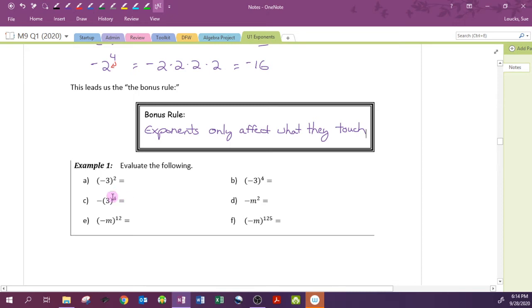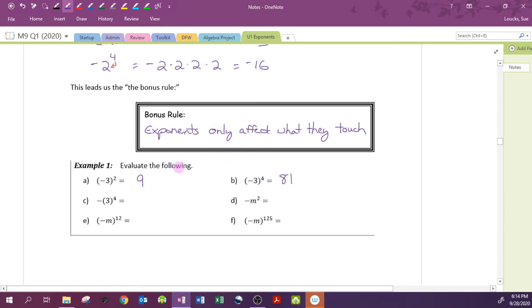So let's start with A. How many negatives do I have? Well, my exponent is 2, so I have 2. So it's going to be whatever 3 times 3 is, which is 9, and it's going to be positive because I have an even number of negative numbers, or negative signs. Okay. Negative 3 to the power of 4. Well, 3 to the 4 is 81, and it's going to be positive because I have an even number of negatives.